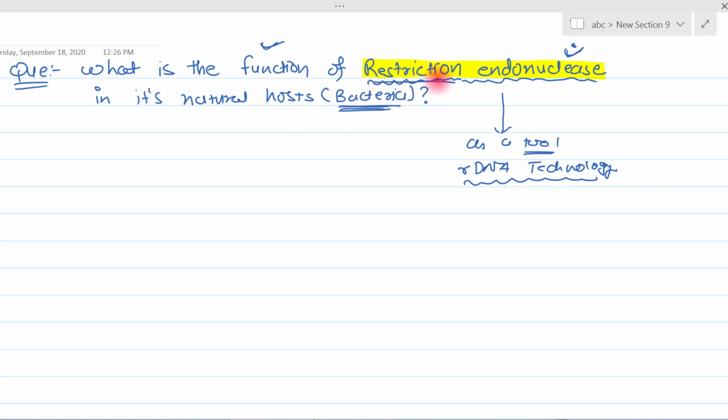While we answer this question, we will also get one more answer: why the word restriction is used in the full name of this enzyme, restriction endonuclease. What is the meaning of restriction?